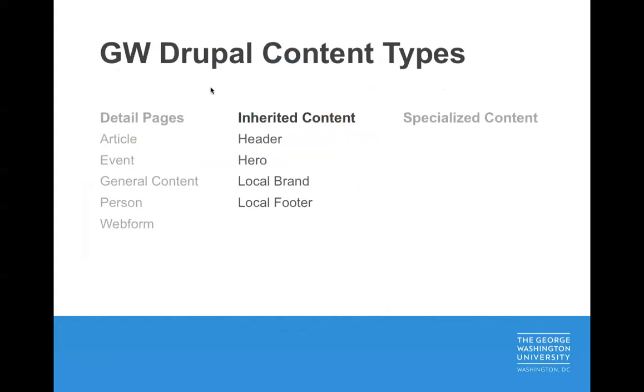The next category of content types is inherited content. So again, these are those elements where you create them once and then they display globally throughout your website. So that's your header for your interior pages, that's your hero banner. It's also the local brand and the local footer.